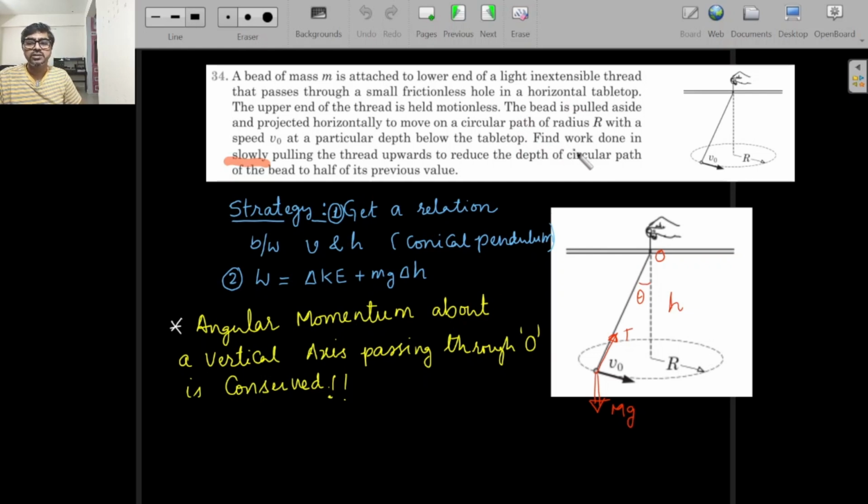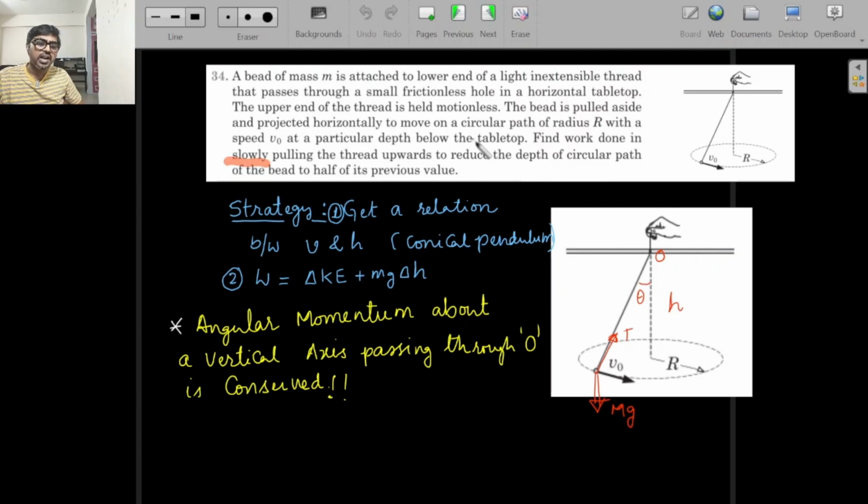Now the question is, find the work done by the external agent in pulling it slowly. The holding hand has to pull it slowly upwards to reduce the depth of the circular path from h to h by 2, half the initial value. Then what is the work done by the external agent is what they are asking.